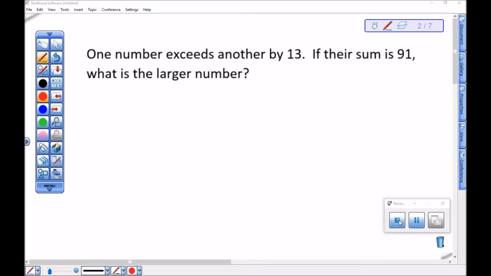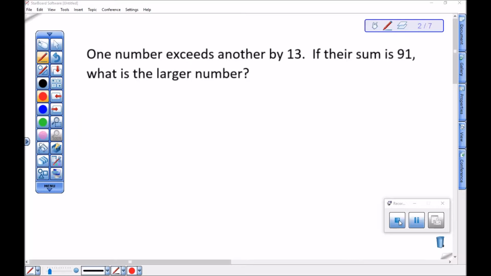Looks like an algebra problem I'd seen in algebra math class specifically. One number exceeds another by 13. If their sum is 91, what is the larger number? Okay, one number exceeds another by 13. If their sum is 91, what is the larger number?